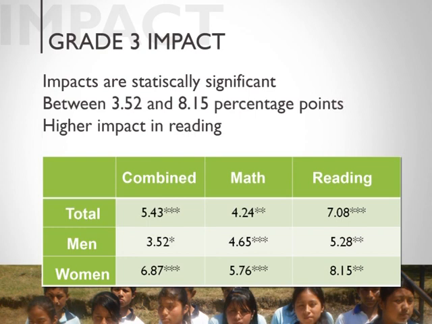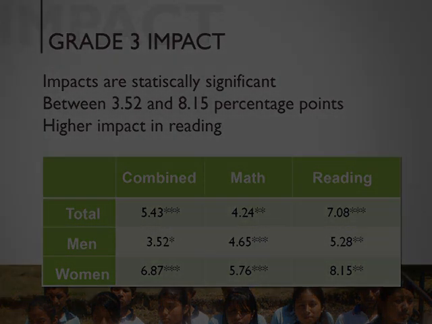Alright, proceeding now to the table for grade 3 and looking at the overall impacts across third grade, we see that the most important thing here is the impacts are statistically significant. The size of the impact lies between 3.5 and about just over 8 percentage points. And a last thing to note here is we see slightly higher impacts for reading than for mathematics.